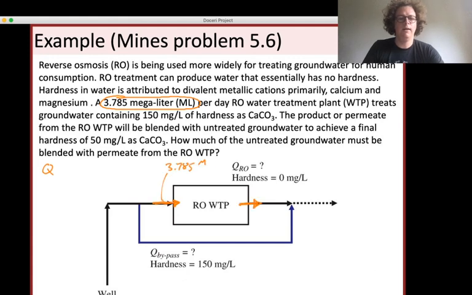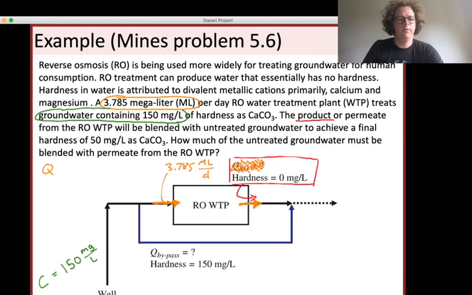So I want to recognize that that's a volumetric discharge Q, and what I've gone ahead and done is in orange just labeled where that flow represents. And I've already now assumed that water into the treatment plant and out are going to be equal to one another. We're told that we start with groundwater that contains 150 milligrams per liter.